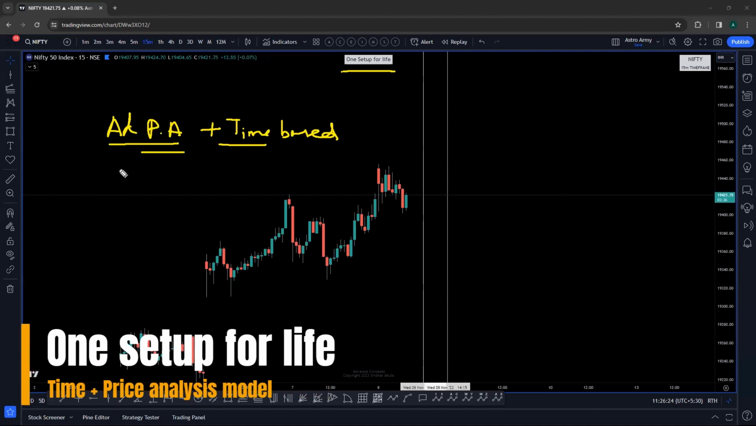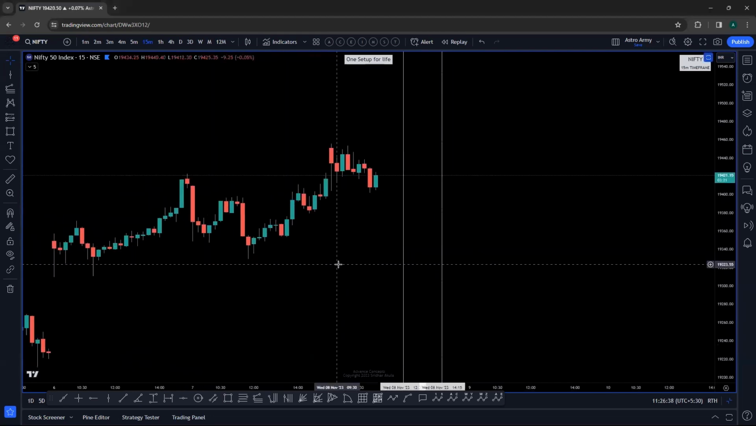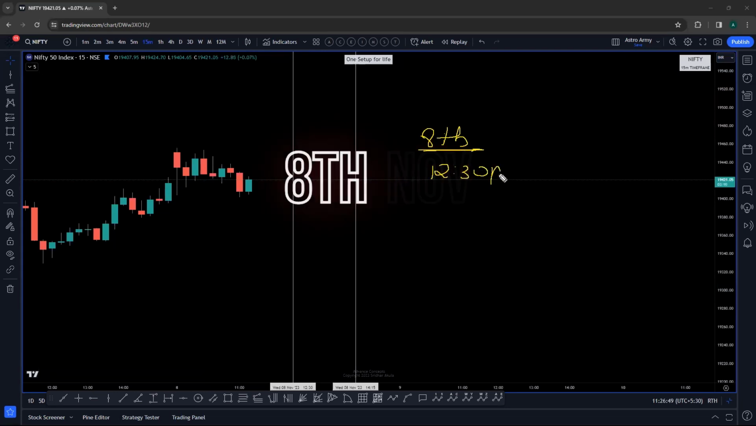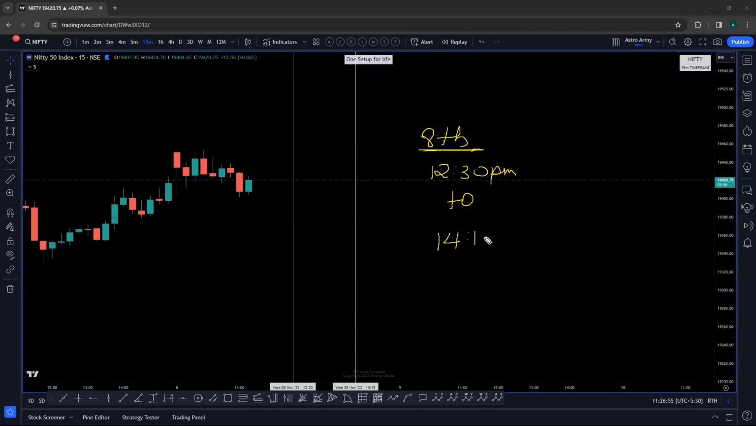So here's what we need to do. We need to understand two things: what the market is doing based on structure, and what important time is coming up in the market. So here I have marked an important time. This is your 8th November, 12:30 p.m. to 2:15 p.m. in the noon. So basically in the second half. This is the second half, 12:30 p.m. to 2:15 p.m. This is a very small cycle of the 15-minute chart.